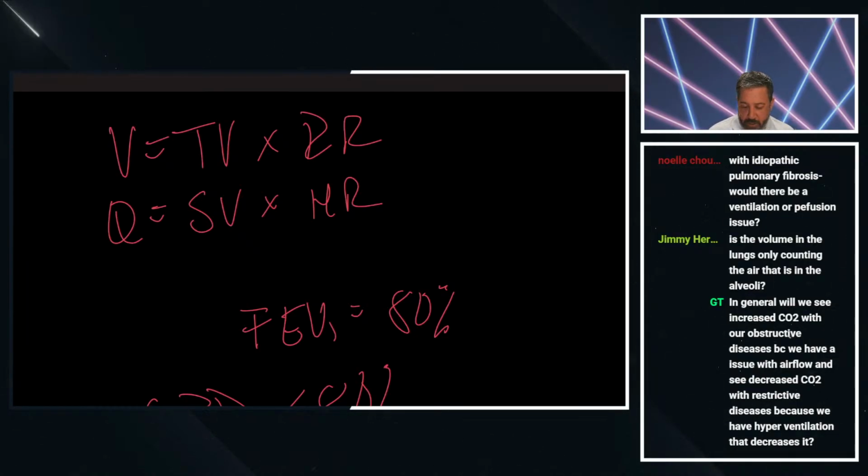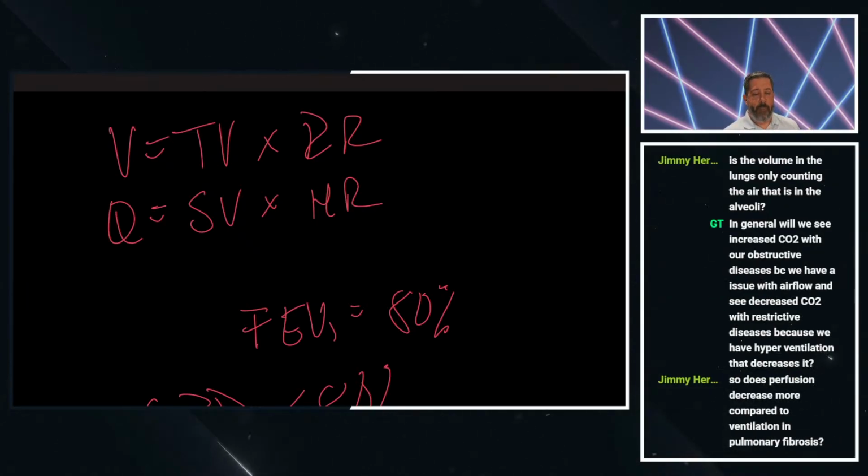In general, we see increased CO2 with our obstructive diseases because we have an issue with airflow, and see decreased CO2 with restrictive disease. No, because the issue with CO2 is really with the emphysema patients because they can't ventilate well. So that's why I have the pursed lip breathing to really help them breathe, and that's the problem. So they have lung destruction that doesn't allow for great ventilation in the lungs, so therefore diffusion is not great. Therefore, they retain CO2.